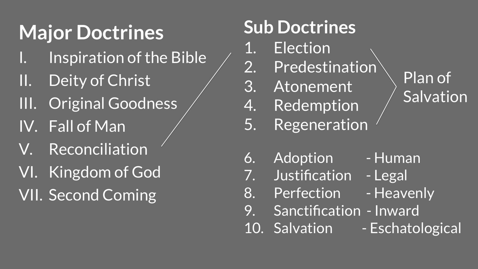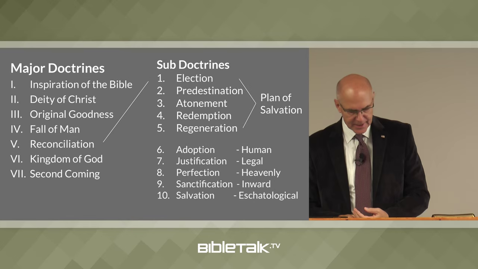Sub-doctrines number 1 to 5, election, predestination, atonement, redemption, regeneration, are really the plan of salvation, God's plan to save man. And then we said sub-doctrines number 6 to 10 under reconciliation were a view of that plan of salvation from different perspectives: the human, legal, heavenly, inward, and eschatological perspective, meaning how the plan of salvation looks when it's finally completed.